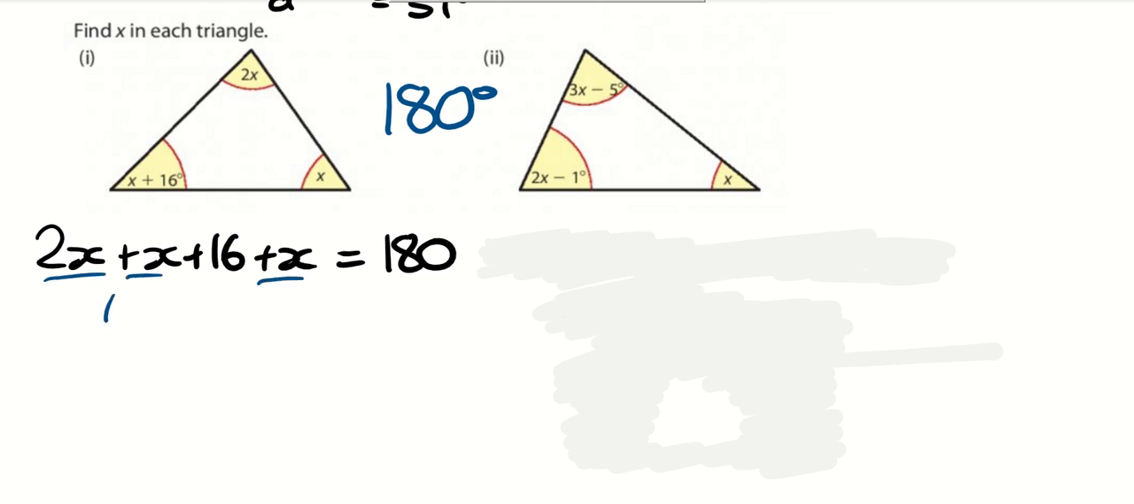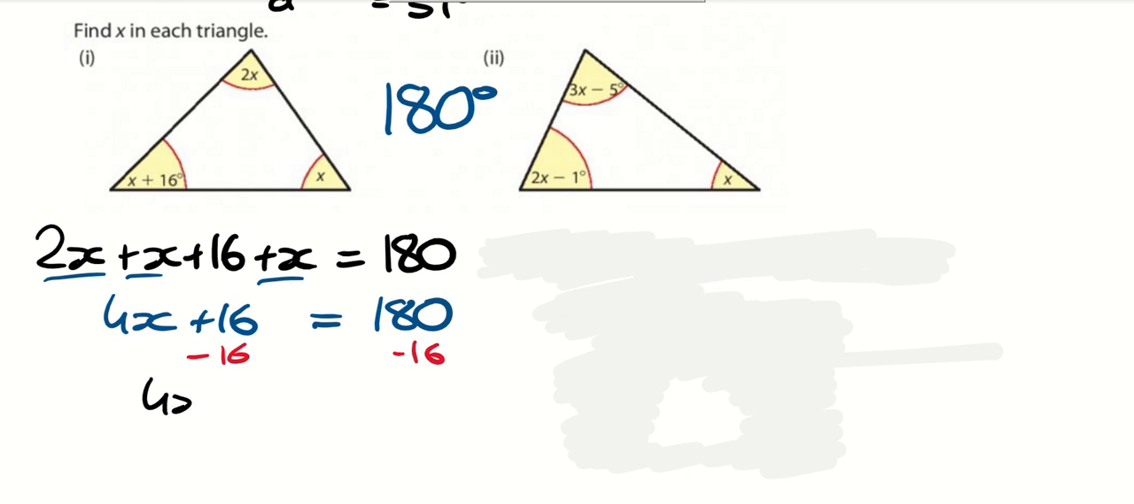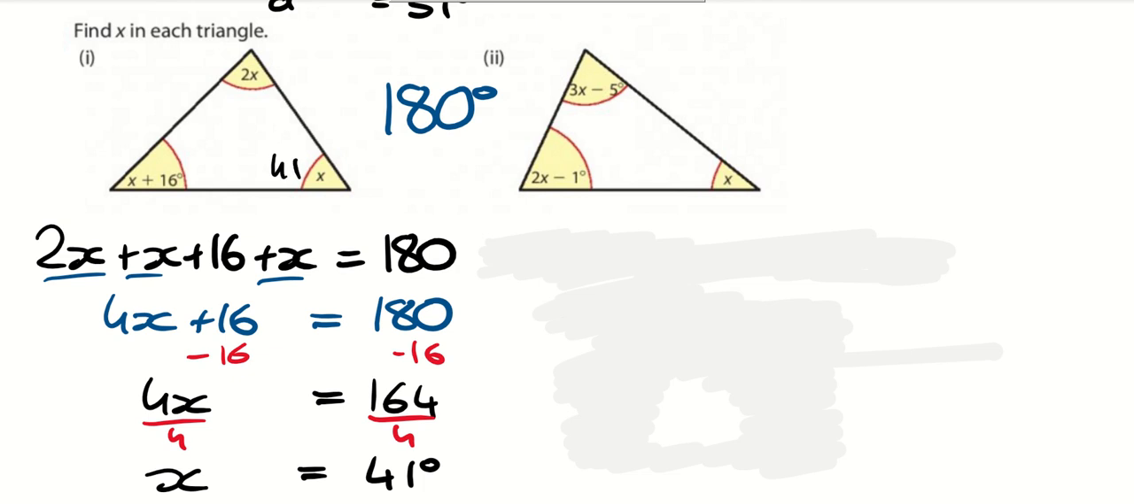So add your x's. We've got 4x plus 16 equals 180. Same as before. Minus our 16 from both sides. And we're left with 4x equals 164. Yep. And then last step, divide by 4. And we're left with x is equal to 41 degrees. Okay, and again, if you sub 41 back up here, you should have a 41, you'll have an 82 up here, and you'll have a 57 here, and they should add to give you 180.